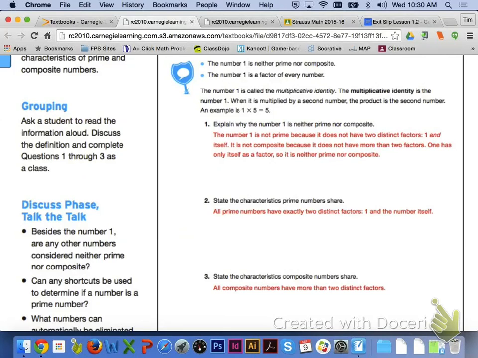For number 2, all prime numbers have exactly two distinct factors, one and the number itself. And the characteristics for composite numbers, all composite numbers have more than two distinct factors. So keep that in mind when helping to distinguish between prime and composite numbers. That is going to do it for the lesson today on investigating with prime and composite numbers. Please let me know if you have any questions.